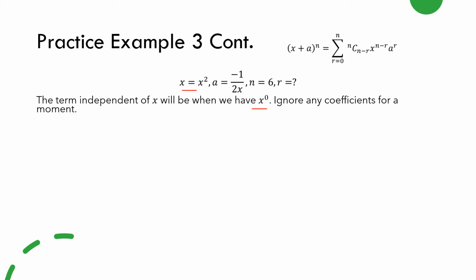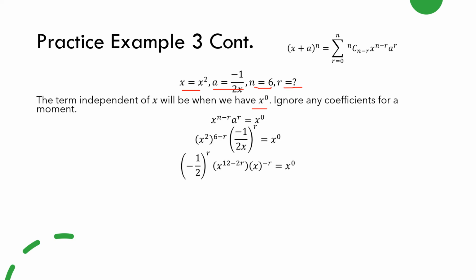And also keep in mind, we're just looking for r, so we can ignore any coefficients. So we write x is x squared in this example. A here is negative 1 half over x. And then n is 6, and we're looking for r. So you're going to have to remember your exponent rules here, but I wrote it out without the coefficients because the coefficient doesn't matter. We're really just looking for r here. And in the next part of this question, we're going to figure out what the coefficient is. But notice I plugged in what x was, but I left r as a variable. And the same thing here.